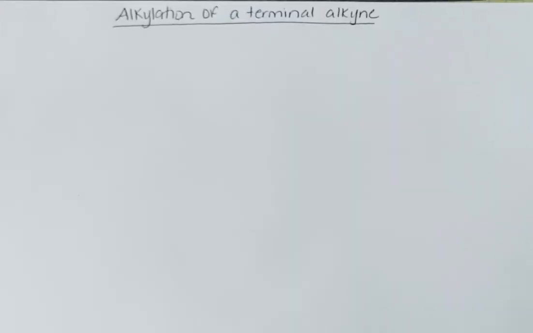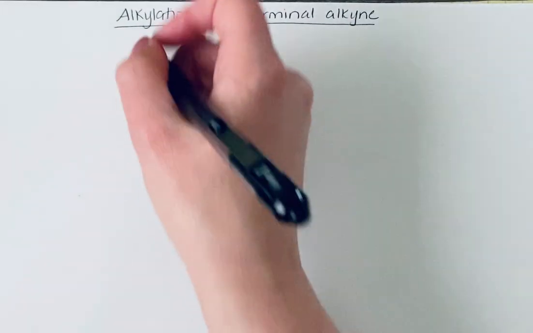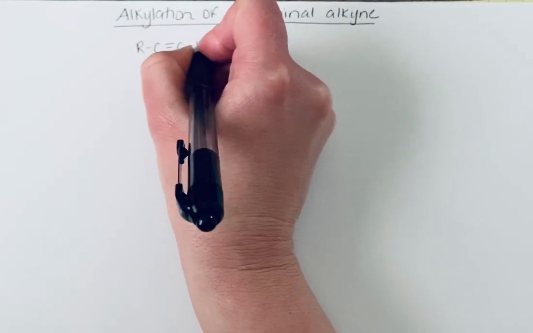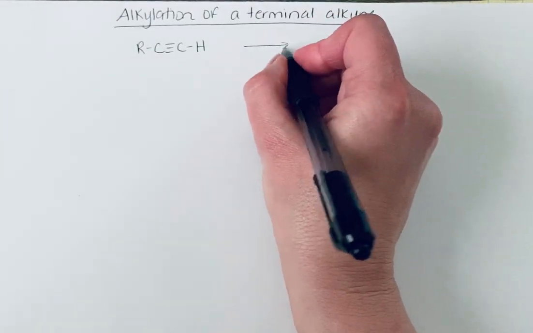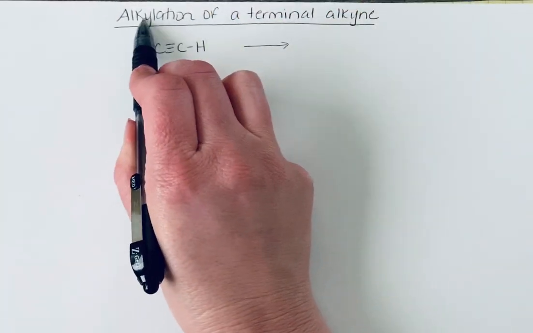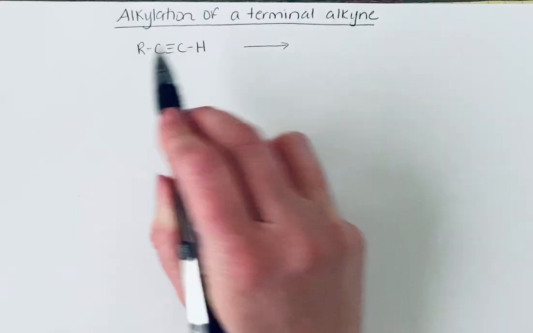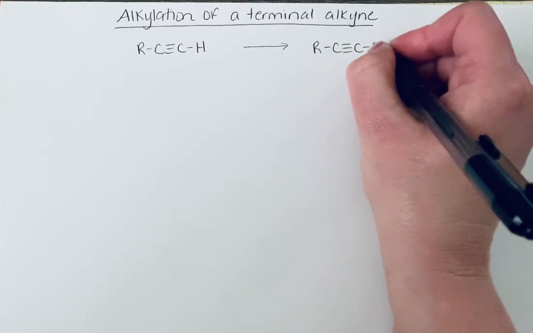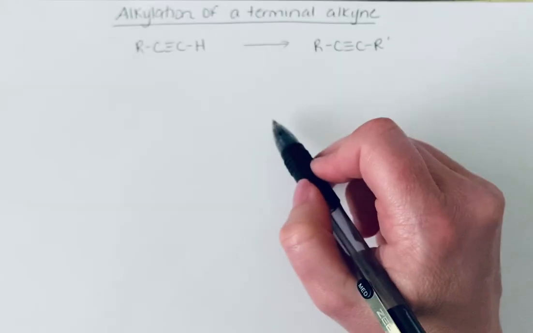The alkylation of a terminal alkyne. As the name of this reaction implies, we start with an alkyne that is terminal, that is to say at the end of the chain. And ultimately what we are adding is an alkyl group. So we're going to replace this hydrogen with another R group in this reaction. And so I will indicate R prime just to differentiate these two R groups.